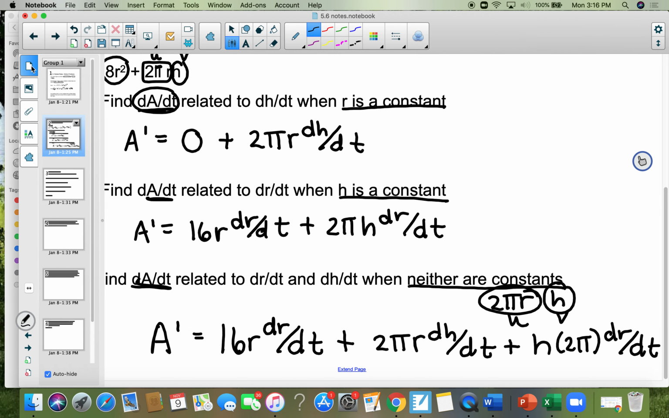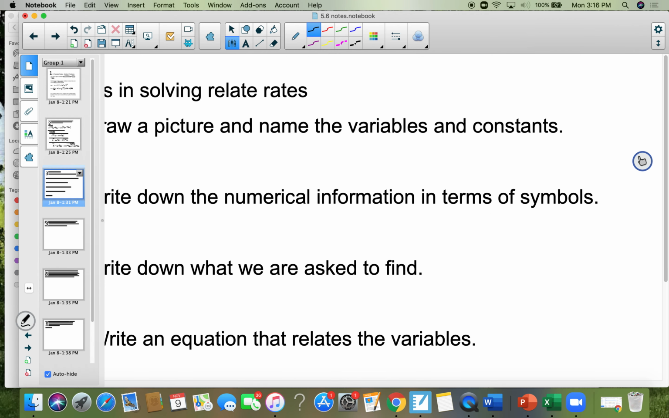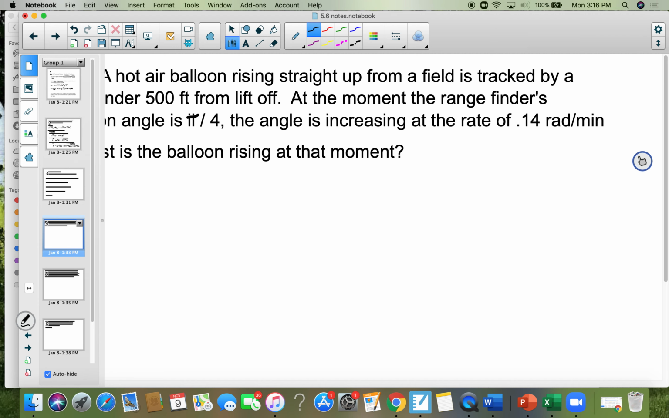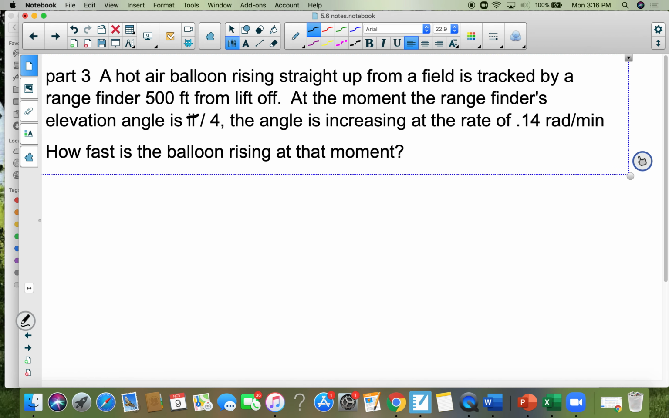Okay, the next page, you just have to know how to solve related rates. I like to draw a picture and name the variables and the constants. Write down the numerical information in terms of symbols. Write down what we are asked to find, and write the equation that relates the variables. So here we go. We have 3 problems left. So you have a hot air balloon. So I'm just going to make a cute little hot air balloon.